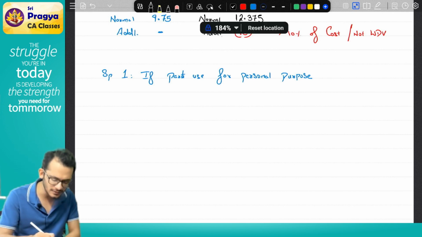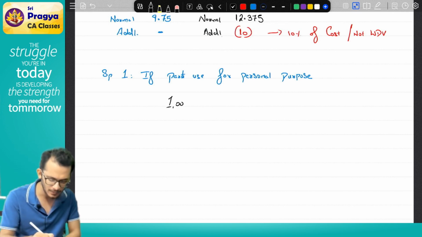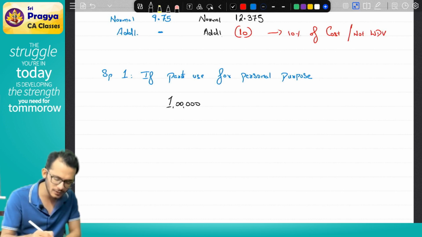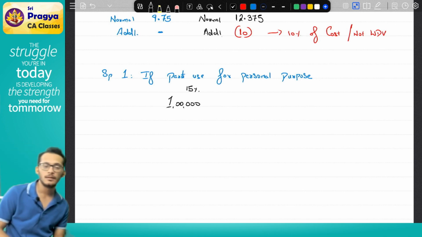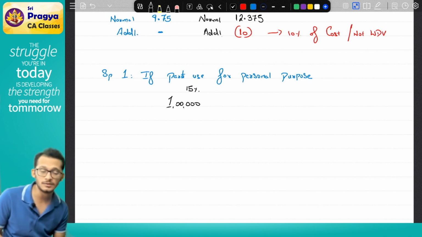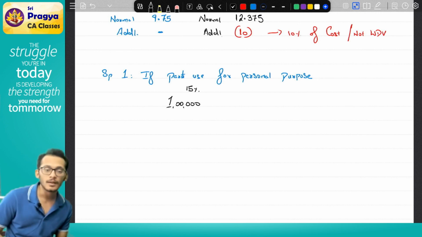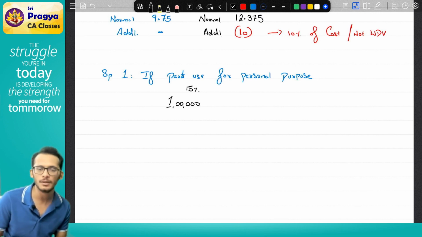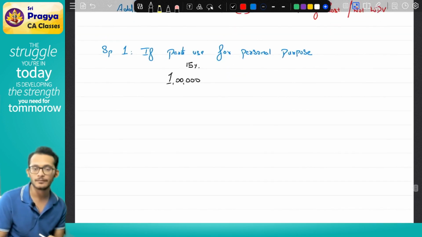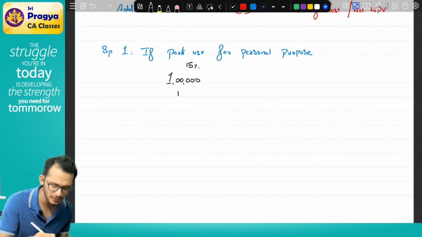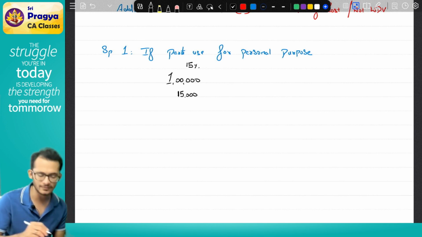Now I bought this asset for 1 lakh. Assuming 15% is the depreciation, can you claim the whole 15%, Rahul? No, because you have used the asset 50% for business and 50% for personal. In which case income tax comes and says that, Rahul, if you want to claim depreciation, first find out the depreciation, which is 15,000.